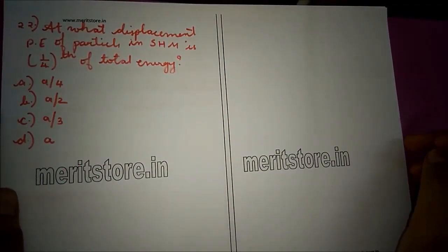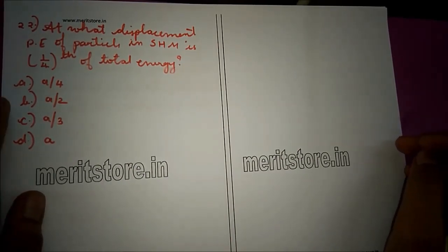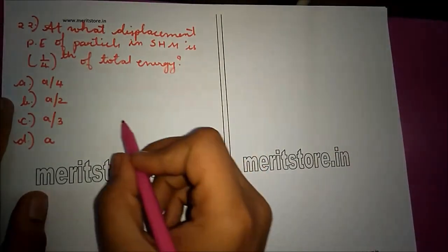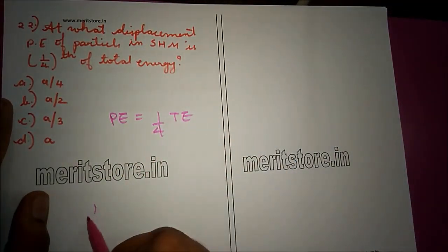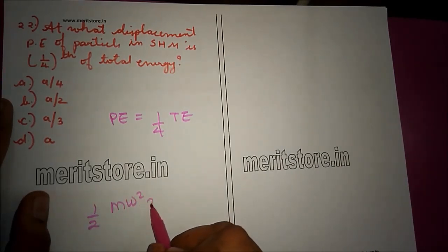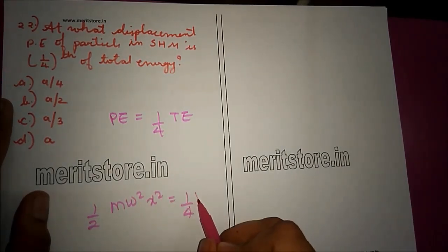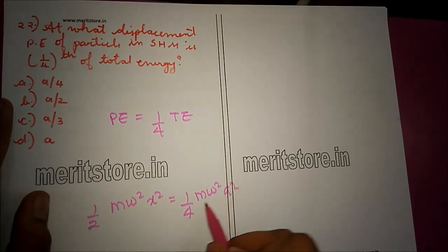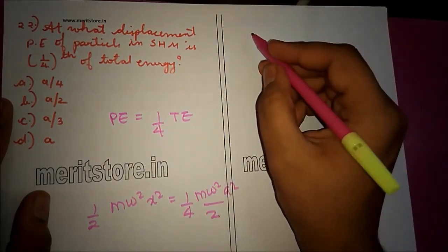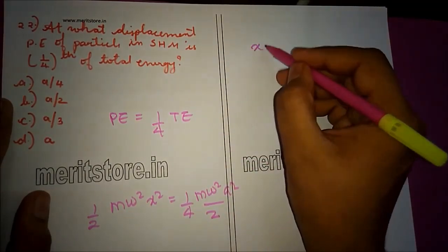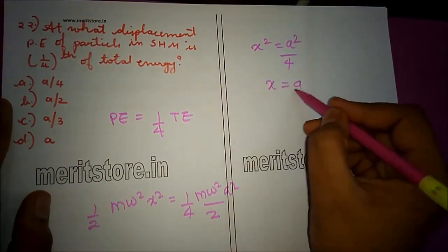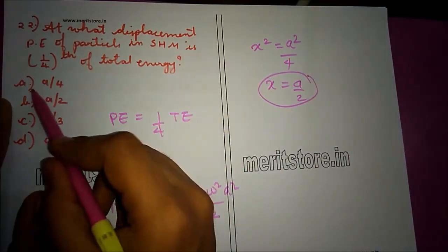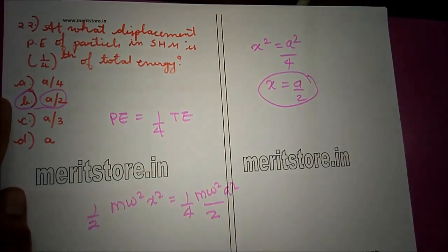Question 22. At what displacement potential energy of a particle in SHM is 1/4 the total energy? So now potential energy is equal to 1/4 total energy, half m omega square x square is equal to 1 by 4 m omega square a square by 2, which on solving for that we get x square is equal to a square by 4, or value for x is equal to a by 2. So option B, a by 2, is the correct answer.